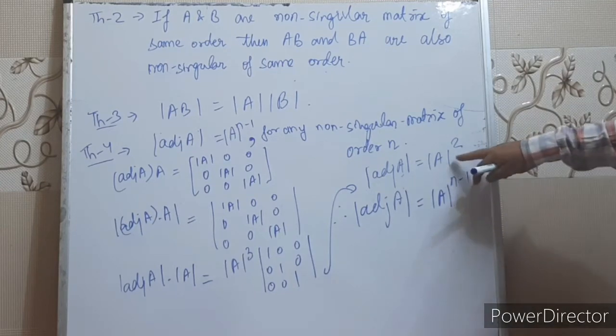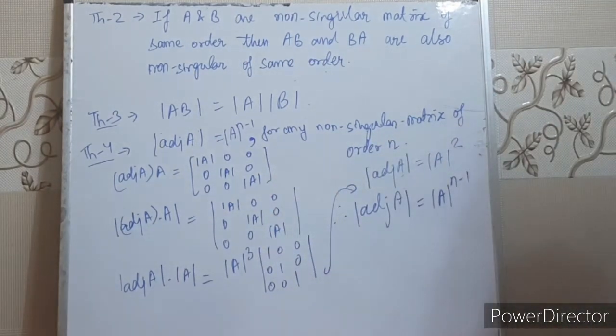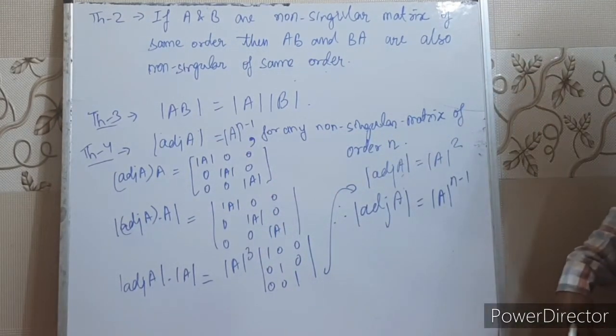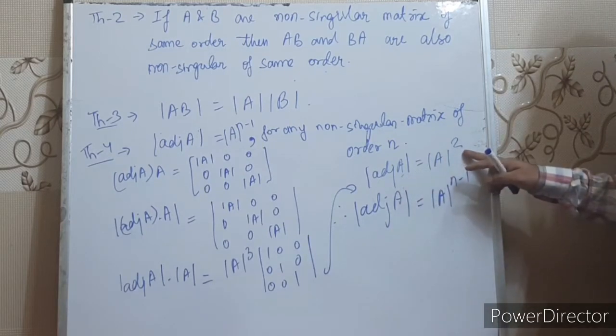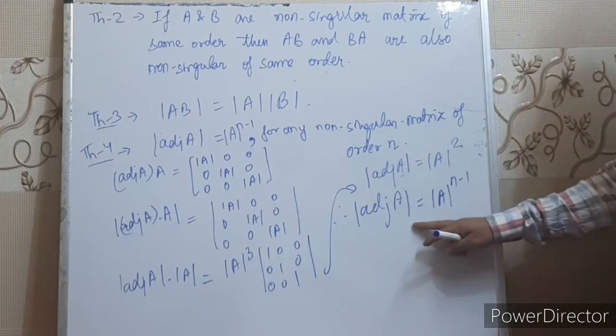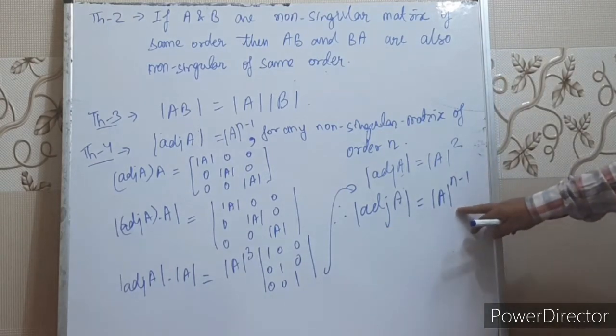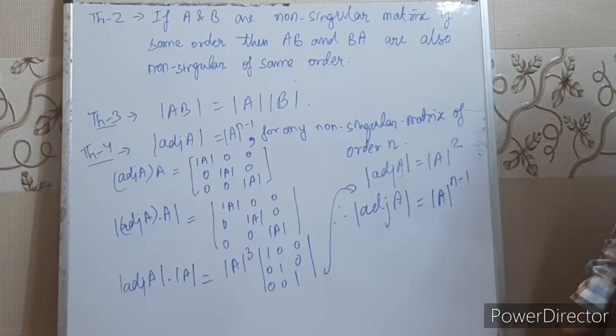Right children? So from this result, here we were having a third order matrix, the order was 3 by 3. So we got determinant A to the power 2, that means 3 minus 1. So we can say that determinant of adjoint A equals determinant A to the power n minus 1 for an n order matrix. Note down please.